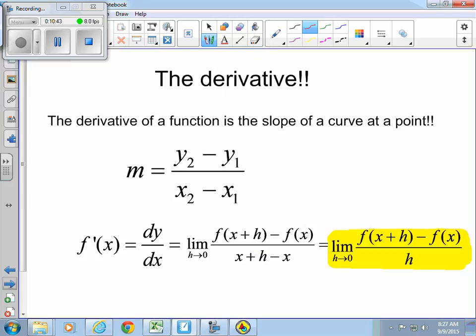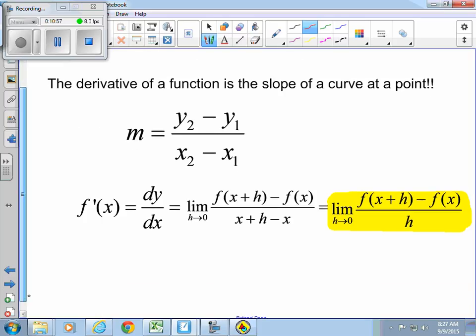Which brings us to the actual definition of the derivative. The derivative of a function is the slope of the curve at a single point. And I showed you where it came from on the other slide. f prime of x, f with a little tick mark, is one notation. Another notation is dy over dx. Those both stand for derivative. It is the limit as h approaches 0 of f of x plus h minus f of x, all over h.